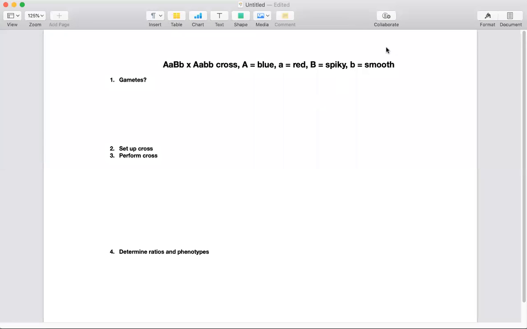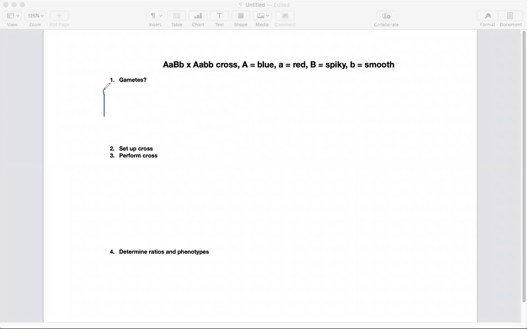For questions like this, the first thing you want to do is determine the gametes. If you try to do a cross like this the way we do a normal monohybrid cross, like you guys know how to do, say you had big A, big A, little a again, we'd cross those and end up with four different genotypes. However, if we did this for the dihybrid cross, it wouldn't work, because we're not just looking at one gene, we're looking at two.